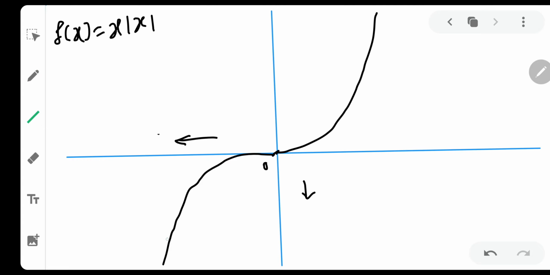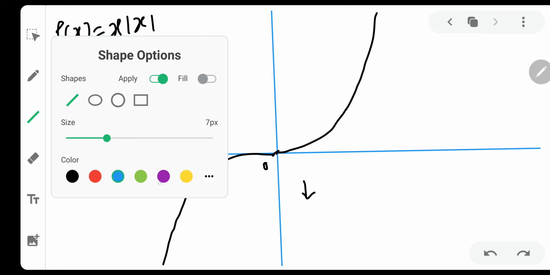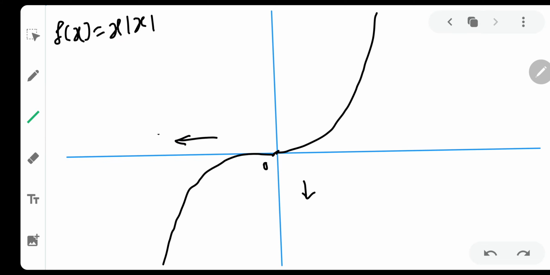Okay, so let us first draw the y equal to x line. Let me change the color of the y equal to x line. Let me say I draw a purple line. So this way I have drawn a purple line. Okay, I need to correct this particular function. So let me correct it.